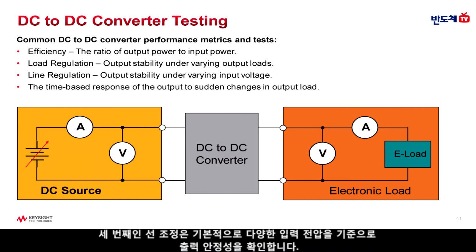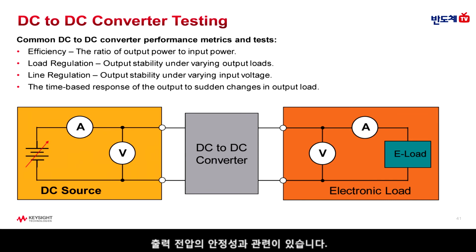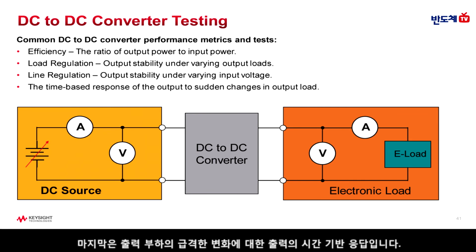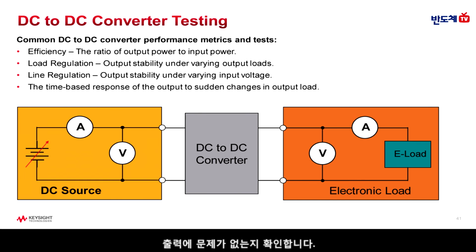Third, you have line regulation, basically looking at output stability under varying input voltage. This parameter relates to how stable the output voltage is as the input voltage is varied under constant load conditions. And then lastly, the time-based response of the output to sudden changes in output load. Essentially, this test looks to see if the output shows any glitches if you change the output load abruptly.